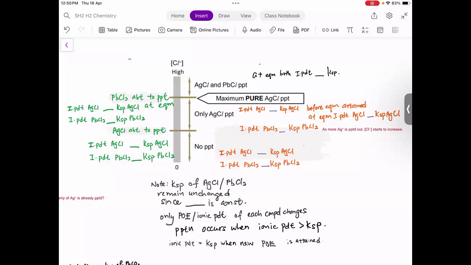Not the same, because green is associated with when silver chloride is about to precipitate, when lead chloride is about to precipitate. Yeah, the orange one is before precipitation.